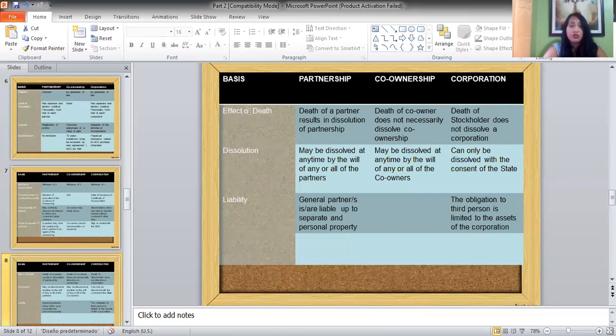So, yun. So, basis another thing is effect of the death. Kapag namatay yung partner, in a partnership, death of a partner results in dissolution of partnership.